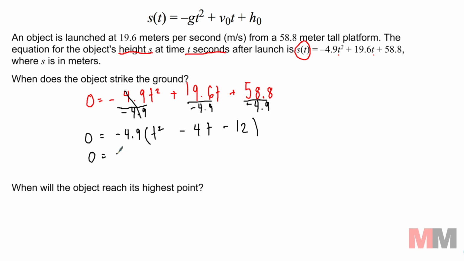0 equals negative 4.9, and let's factor this trinomial right here. What multiplies to negative 12? Well, when you add them, you get negative 4. And if you came up with t minus 6 and t plus 2, then you are doing this correctly. So now that I have this factored to solve for t, super easy.